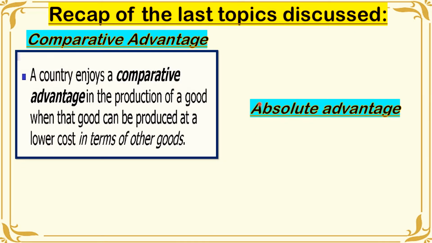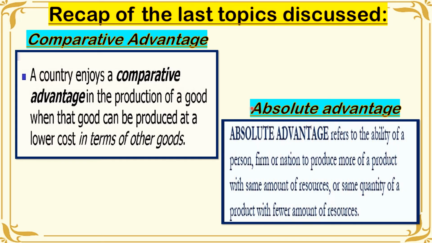The next topic that we have discussed last week is about absolute advantage. So absolute advantage refers to the ability of a person, firm, or nation to produce more of a product with the same amount of resources, or the same quantity of a product with fewer amounts of resources. So these were the two topics that we have discussed last week.